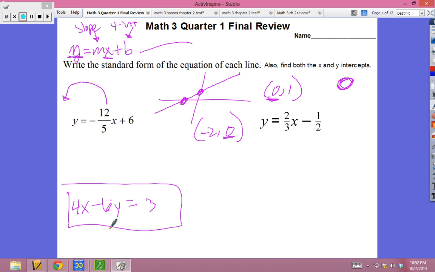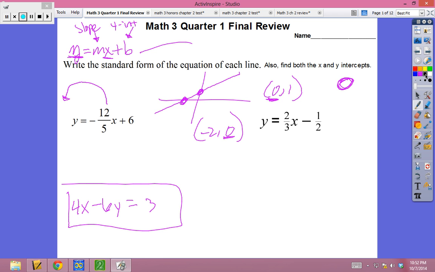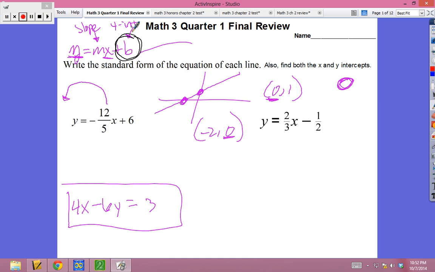So let's just look at this function right here. You can maybe go back and do the first one on your own. But if you are given this function in standard form, and you want to find the x and y intercept, we can kind of cheat, because I already know the y-intercept from slope-intercept form. So I already know my y-intercept has got to be negative 1/2, because that's what the b is. That's your y-intercept.